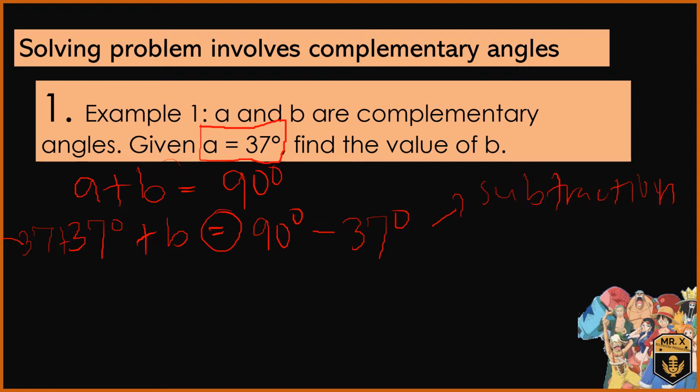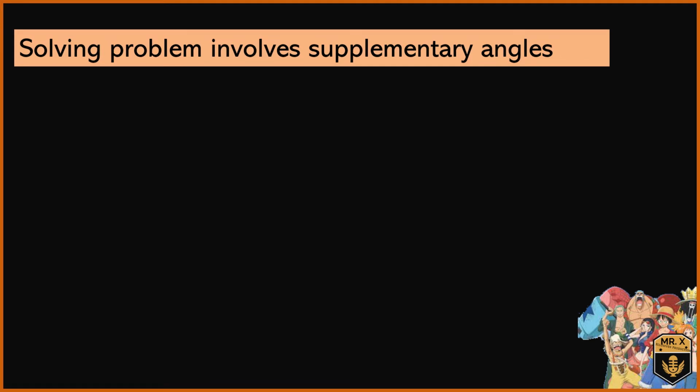Now, 37 minus 37 is 0. So we are left with B equals 90 minus 37, that is 53 degrees. So that is our answer. B is 53 degrees. This time let's solve problems involving supplementary angles.